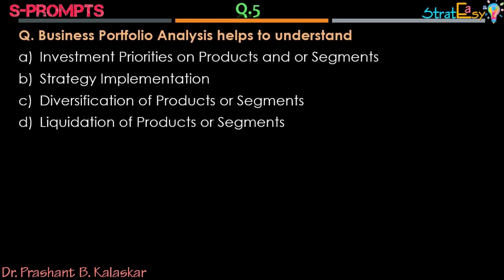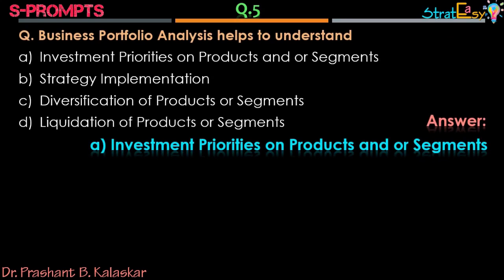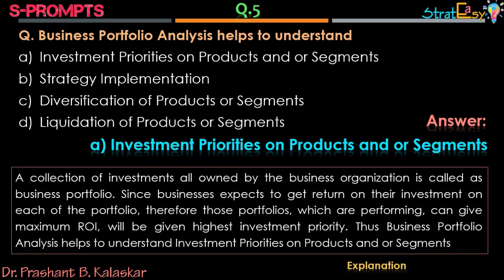Question number 5. Business portfolio analysis helps to understand, and the right answer is option A, investment priorities on products and/or segments. A collection of investments all owned by the business organization is called a business portfolio. Since businesses expect to get a return on each of their portfolio investments, those portfolios which are performing well and can give maximum ROI will be given the highest investment priority. Thus, business portfolio analysis helps to understand investment priorities on the products and/or the segments which are present within that company or which belong to that company.